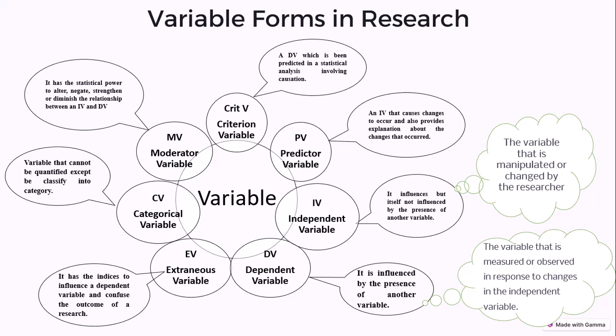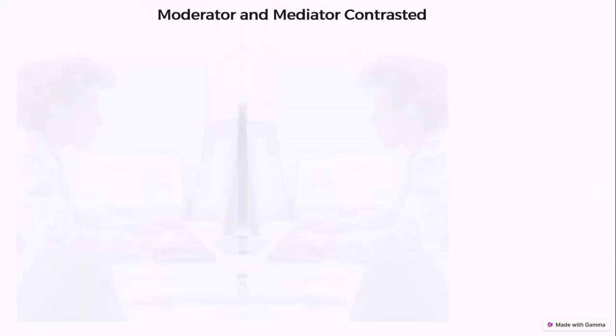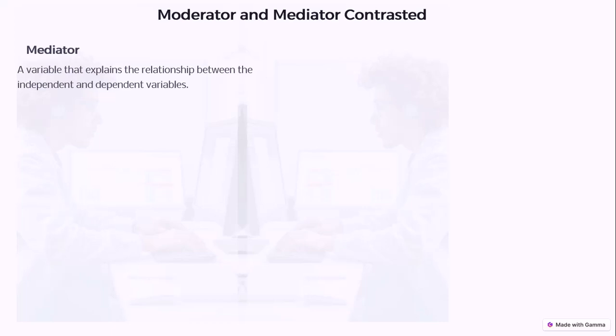So now let's look at moderator and mediator variable. These are two variables that can be extraneous in some studies, but on the awareness of the researcher, because their presence can cause some problems, the researcher can incorporate such variable to become moderator or mediator. Now we'll say mediator variable. These are variables that explain the relationship between two variables, independent and dependent variables.